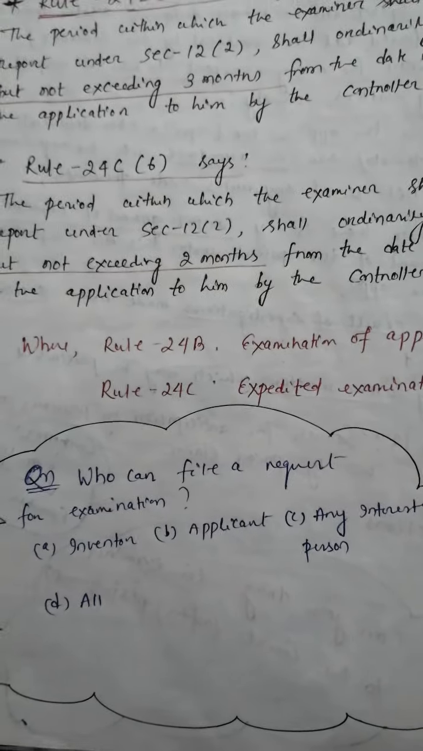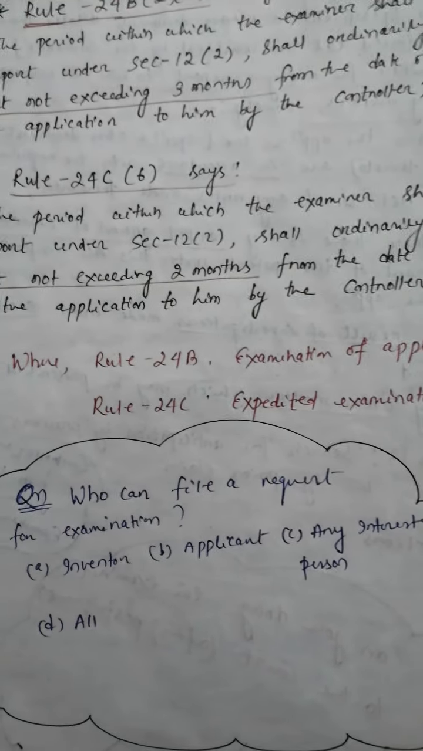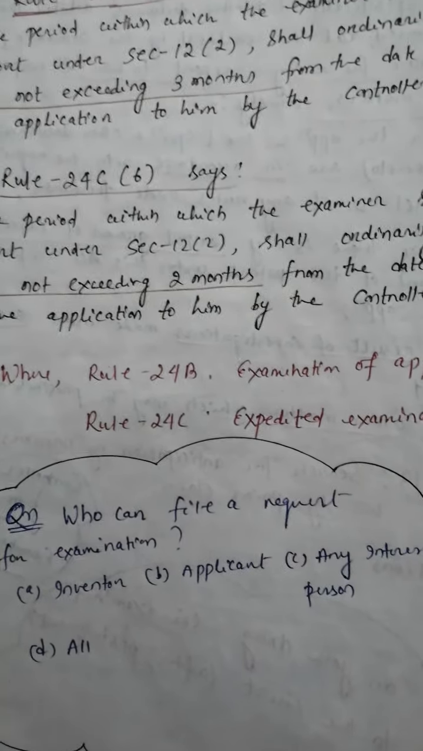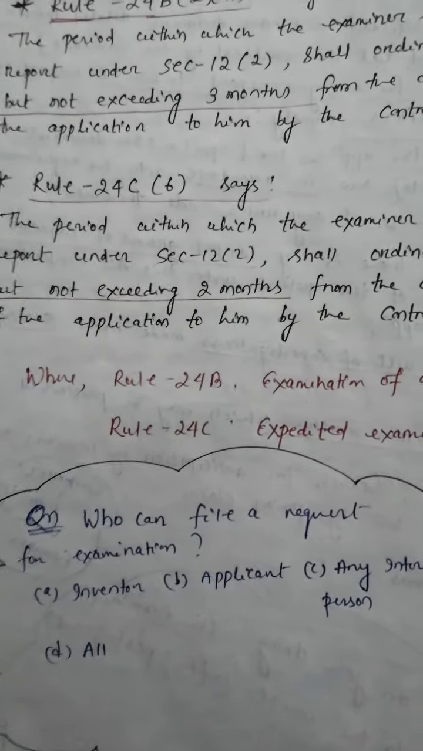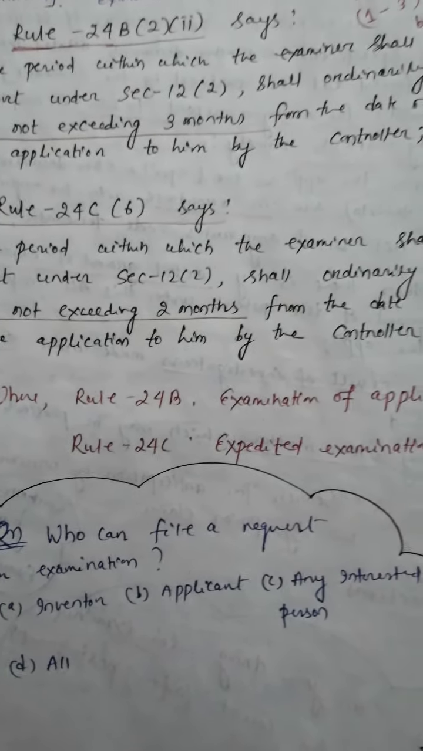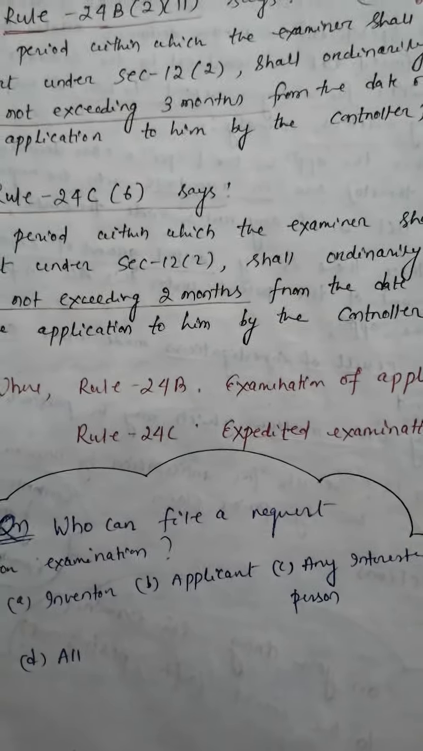I have another question for you. Who can file a request for examination? Bit A, inventor; bit B, applicant; bit C, any interested person; and bit D, all. Please try to answer this. Okay, so this way this section is completed.